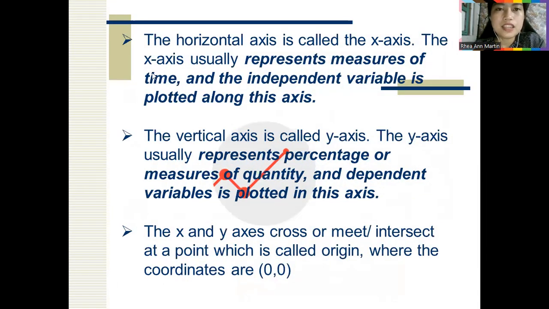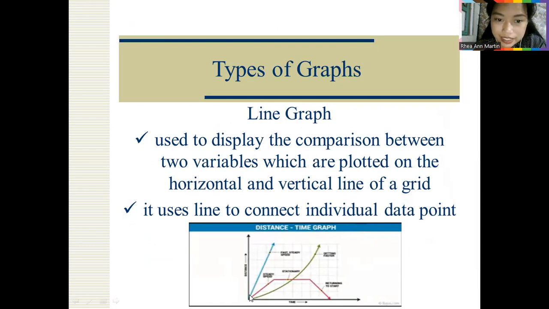So the horizontal axis is called the x-axis. So ano ba yung sinabi ko? This is the x-axis. Just to review what I said, this is the y-axis, this is the x-axis. So here is the starting point, 0, then 1, 2, 3, 4, 5 until infinity. Another, this one, 0, 1, 2, 3, 4, 5, 6, 7 until infinity, until the data ends.